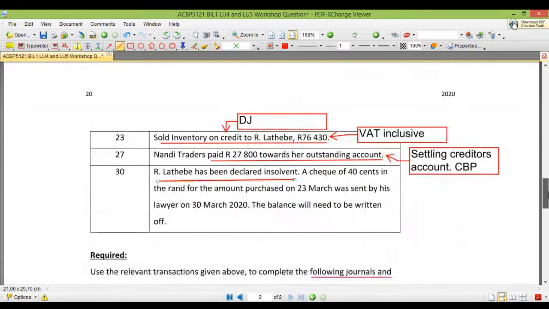Oh, Nandi Traders is our debtor, sorry. It's our debtor, settling the debtor's account. So this goes to our cash book receipts. It's not our creditor. Okay, so that goes to our cash book receipts. Our Latebe has been declared insolvent. We received 40 cents in the rand. So that means 40 cents would go to the cash book receipts.